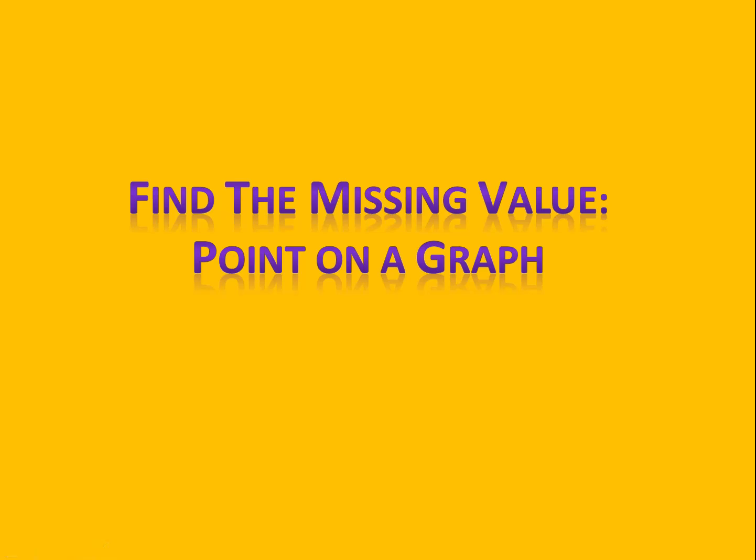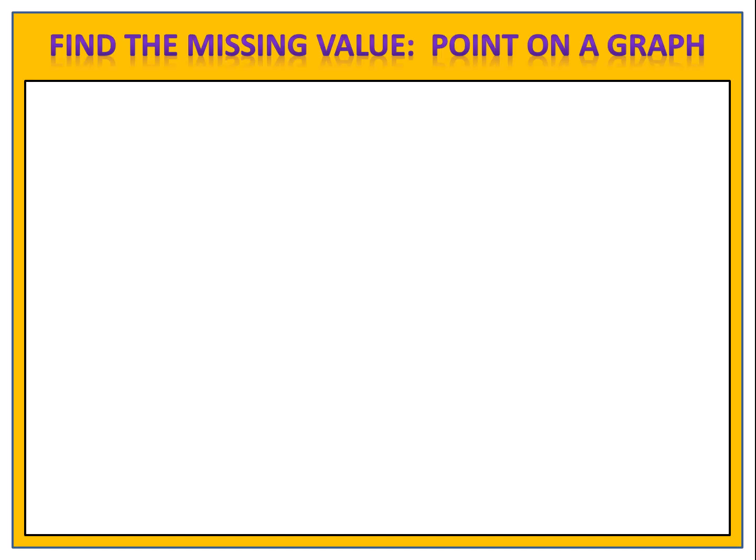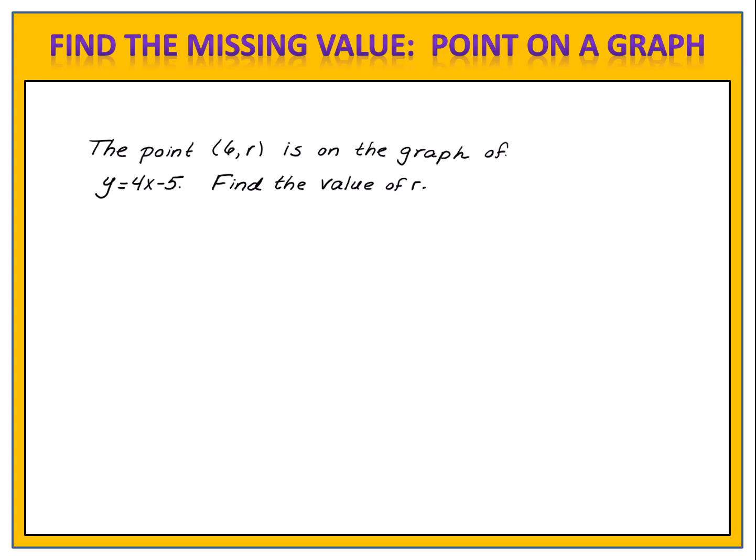In this lesson, we're going to learn how to find the missing value in a point when we're given the equation of a graph. Here's an example. The point 6, r is on the graph of the equation y equals 4x minus 5. Find the value of r.